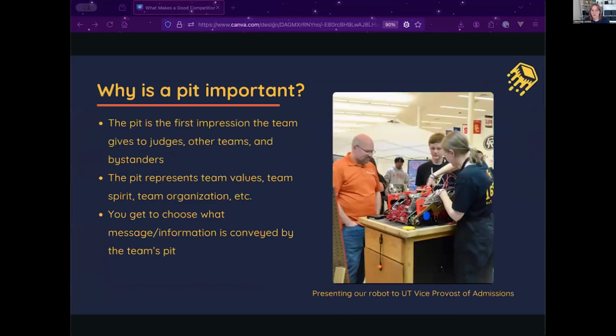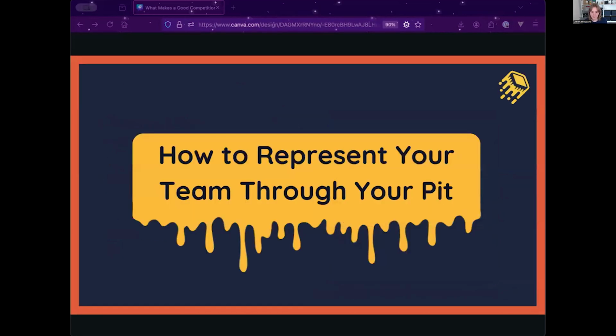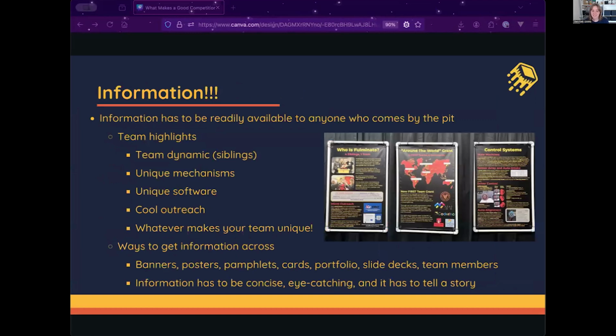So, first of all, why is a pit important? Your pit is the first impression that judges and spectators get about your team. So, it's really a question of what story you want to tell the people at the event about your team. So, representing your team through your pit. Since it's the first impression that people get, information about your team has to be readily available to anyone who comes by. This could look like whatever your team wants to present.